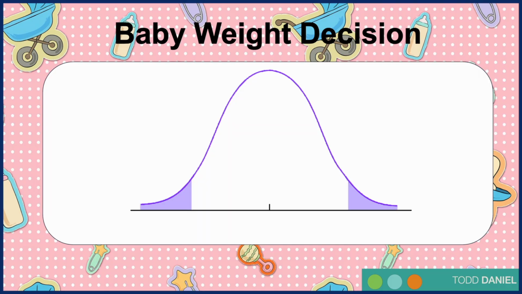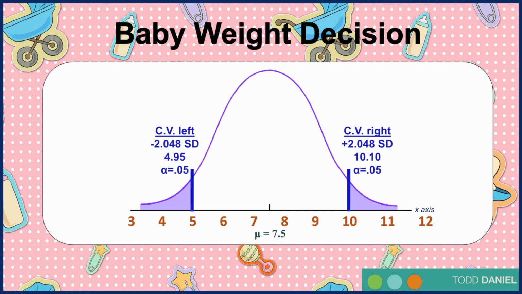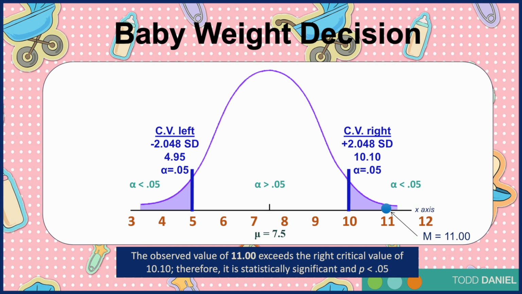Going back to our baby weight decision, how would we interpret our findings? Here is my bell-shaped curve. I have an x-axis on which I've placed some numbers. These represent means. In the middle is the mean of 7.5. I create a fence on the lower end. That critical value to the left represents a standard deviation of negative 2.048. That's part of our critical value, which corresponds to a number on the number line of 4.905, or an alpha of 0.05. On the right, the critical value is a positive 2.048, which corresponds to a value on the number line of 10.10. Again, alpha equals 0.05.